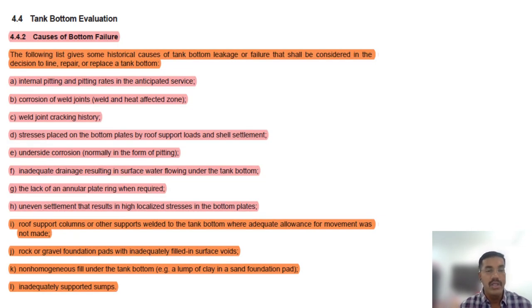Tank bottom evaluation, this is one of them. So we have completed roof, shell, and now it is tank bottom, causes of bottom failures.